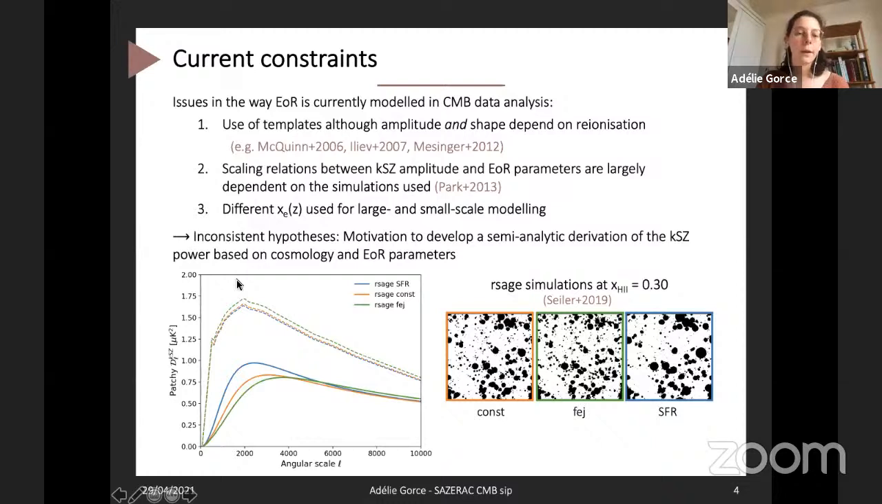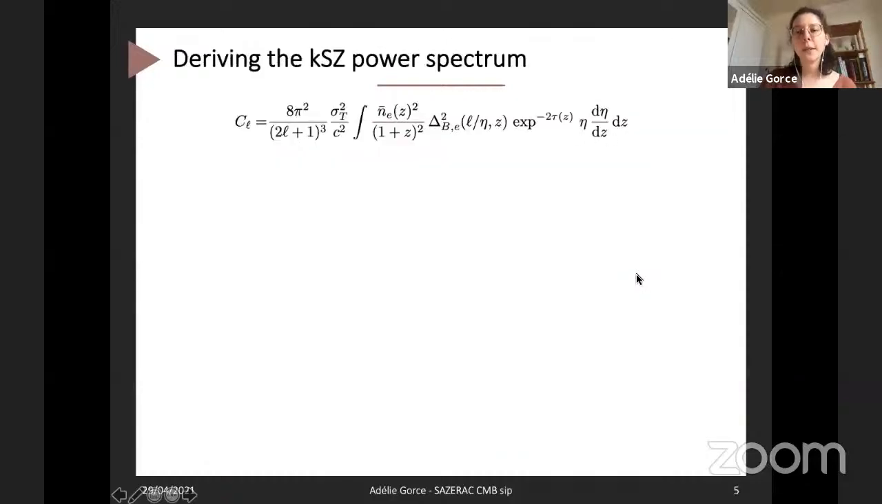If you compute the KZ power from these 3 simulations using the templates and the scalings, you will obtain the dashed line here. They're mostly all similar. Although if you use the method I'm about to describe, then you get the 3 solid lines, where you see you have not only a difference in power, in amplitude, but also in shape. And in particular, you can notice that the simulation with the largest bubbles on average, the blue one, is also the one that has the maximum amplitude at the larger angular scale, so the smaller angular multipole. So how can we do this?